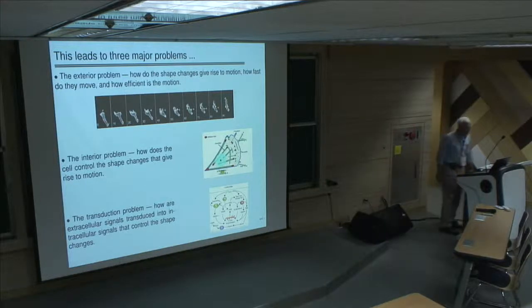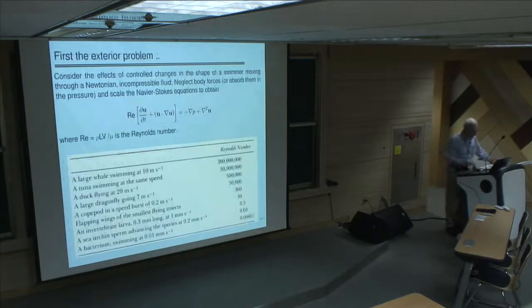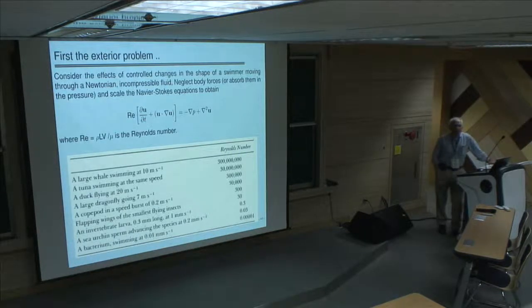But anyway, it's the transduction problem that connects the exterior problem of the shape changes and the motion with the interior problem. So how do you do this? I'm going to look first at the exterior problem. And what we're going to look at is an object swimming in a viscous Newtonian fluid that's incompressible.